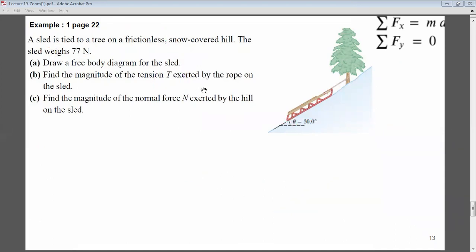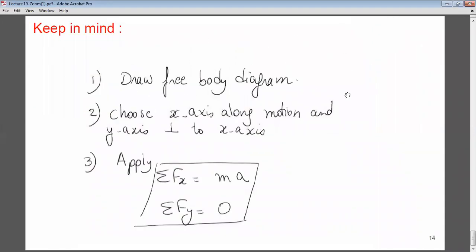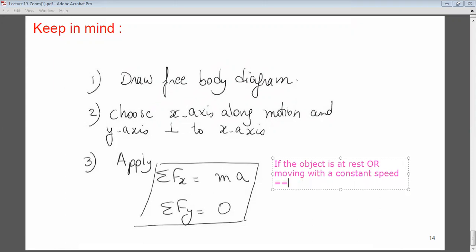Summary. In each problem, the first thing we do is draw the free body diagram. The second thing we do is choose the x-axis along motion and the y-axis perpendicular to it, and apply the formulas: summation of Fx equal to ma, summation of Fy equal to 0. If the object is at rest or moving with a constant speed, it implies acceleration is equal to 0. Then this becomes summation of Fx equal to 0, summation of Fy equal to 0.